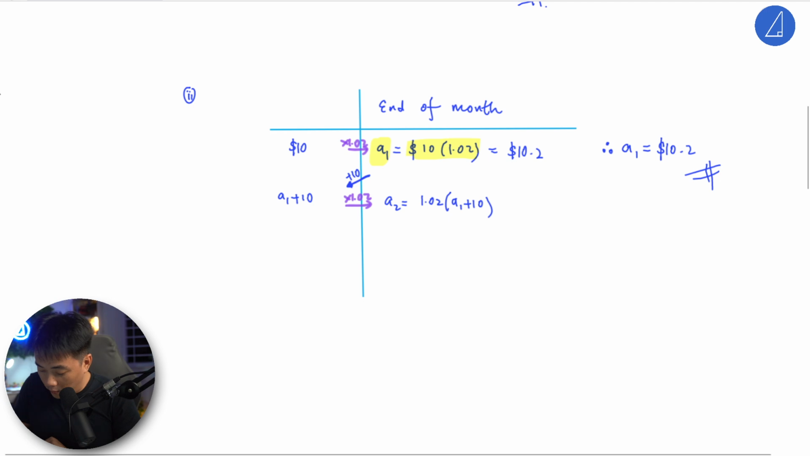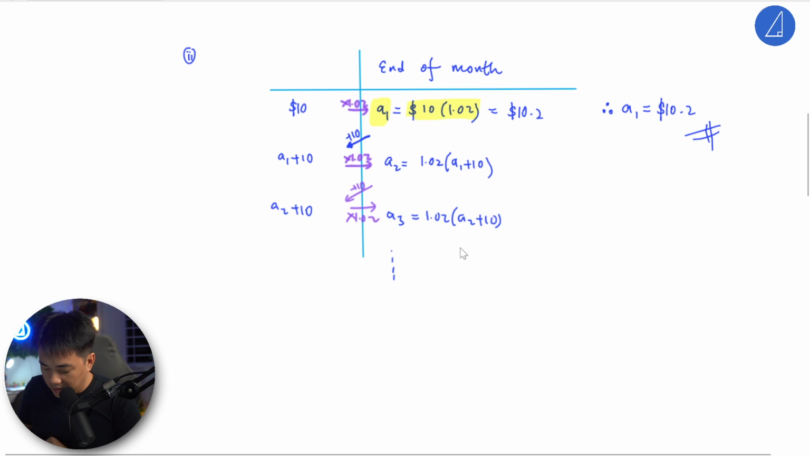So you follow the trail of money here. You add another $10 and multiply by another 2% at the end of the month. That will be A2 plus 10, then 1.02 multiplied by (A2 plus 10). Then this will be A3. So you follow down the case here.